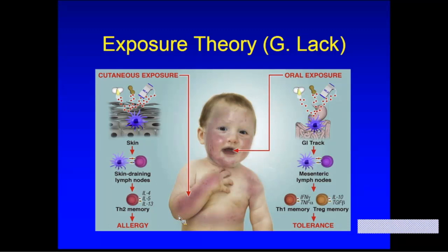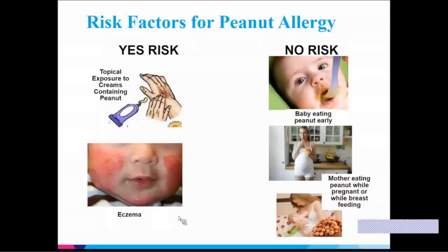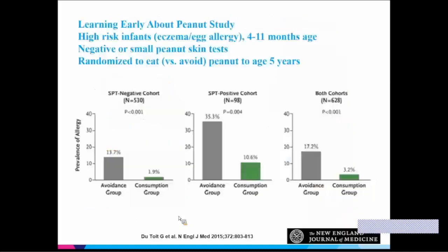The mouth, the oral exposure, is how oral tolerance gets kicked in. So looking at epidemiology studies, there were risks for peanut allergy of having eczema or using creams that contain peanut, but there were not risks for a baby eating peanut or for the mother eating peanut during pregnancy or lactation.